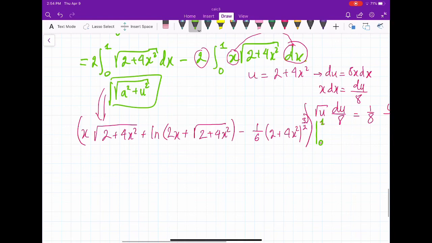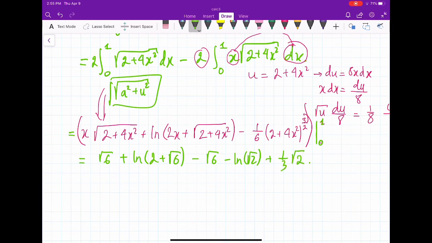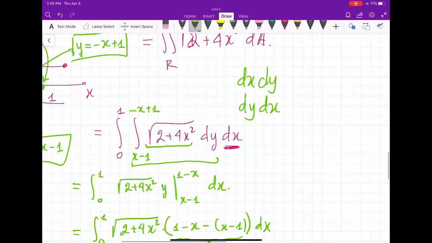The last step is just to plug 0 and 1 into this function to find the integral, and that is, I would say, square root of 6 plus ln of (2 plus square root of 6), minus square root of 6 minus ln of square root of 2, plus 1/3 square root of 2. Or this is approximately equal to 1.680. And that is the surface area of this.